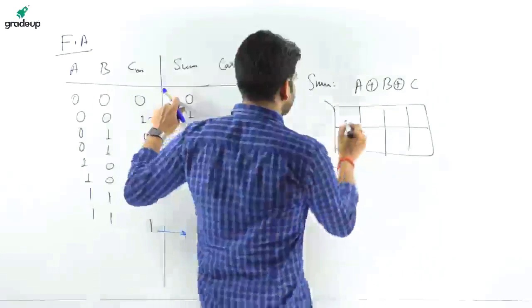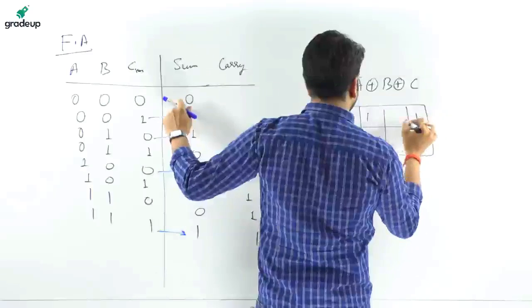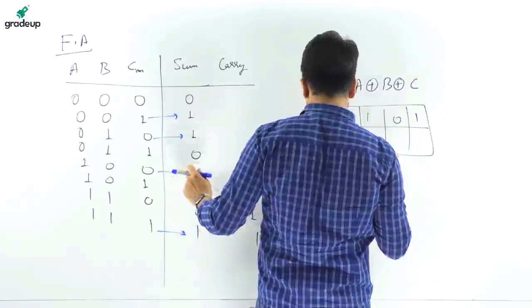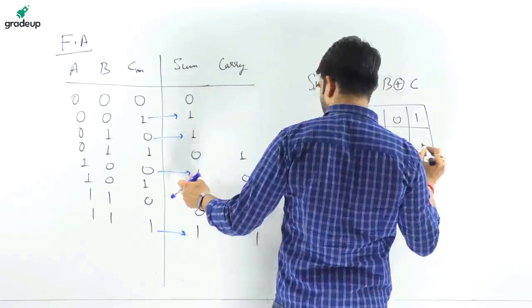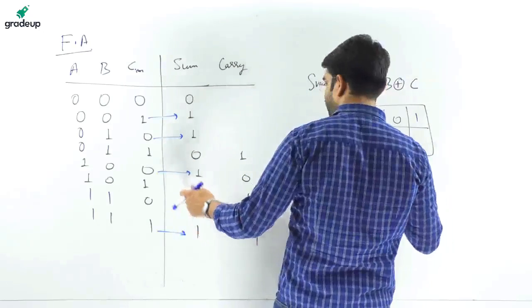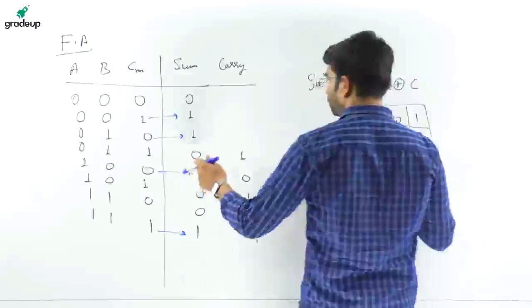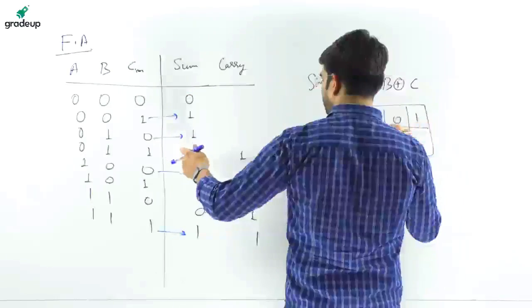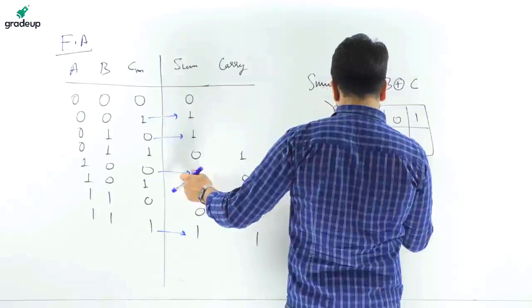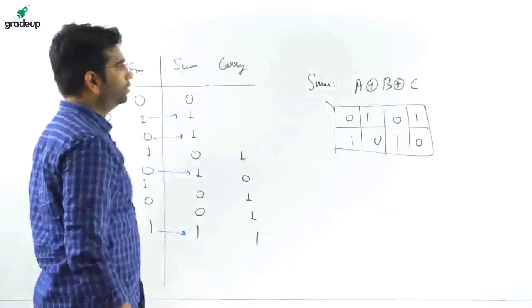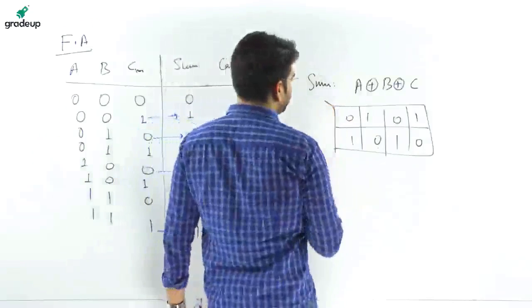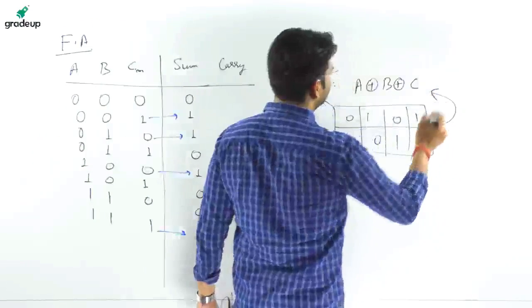Draw K map 0 1 1 0. Okay, 0 1. No, actually it was 0 1 1 0 1 0 0 1. Can you simplify it further? No. Okay, you are going to have this function by reducing it.